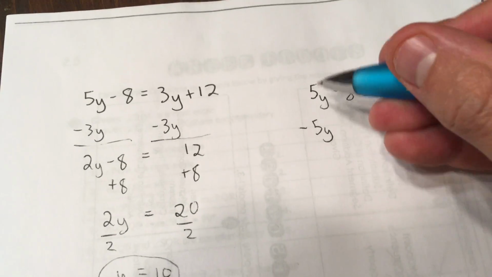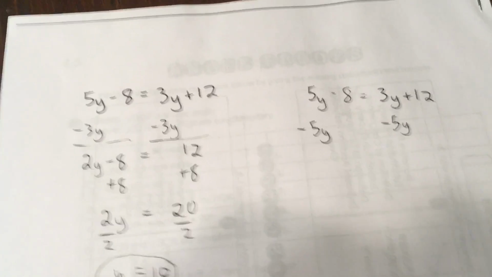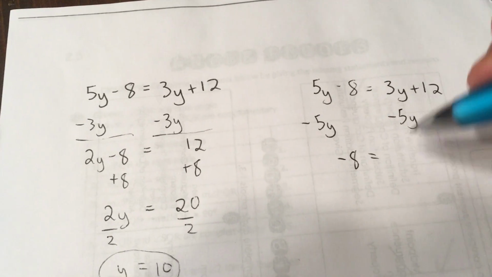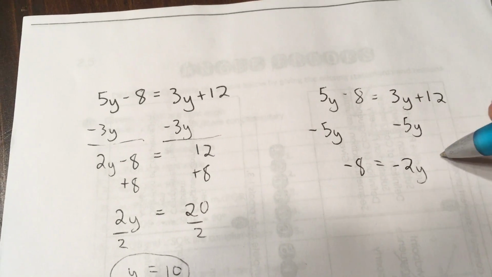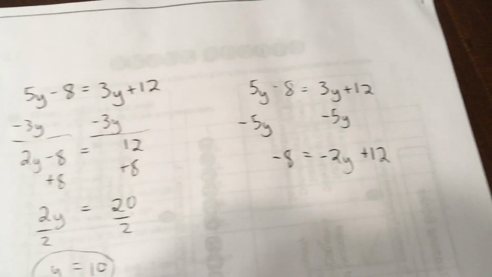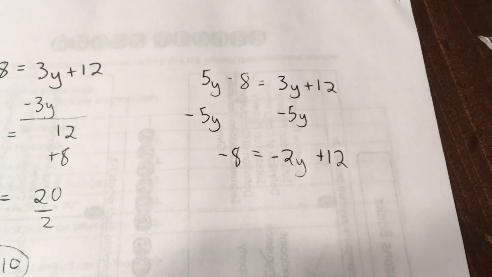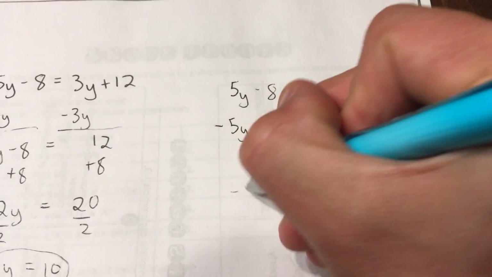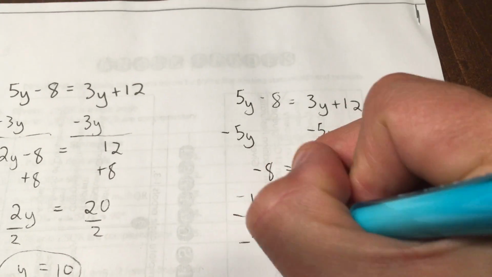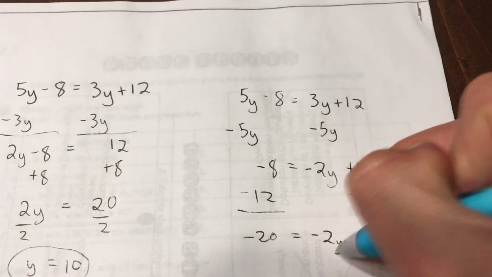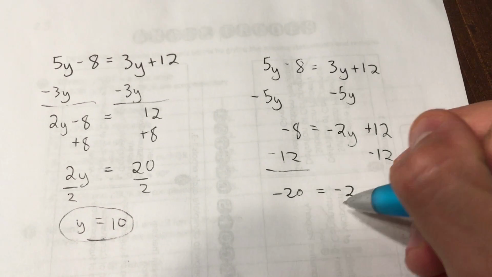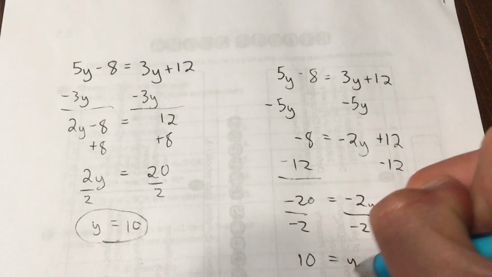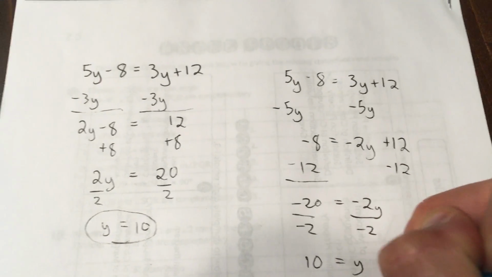Okay, so 5y minus 5y is 0. We're left with negative 8 equals 3y minus 5y, which is negative 2y, plus 12. Okay, so continuing. Our next step is to subtract 12 from both sides. Subtract 12. So we get negative 20 equals negative 2y. And finishing it up, divide by negative 2, divide by negative 2, we get 10 equals y, which we can rewrite as y equals 10.